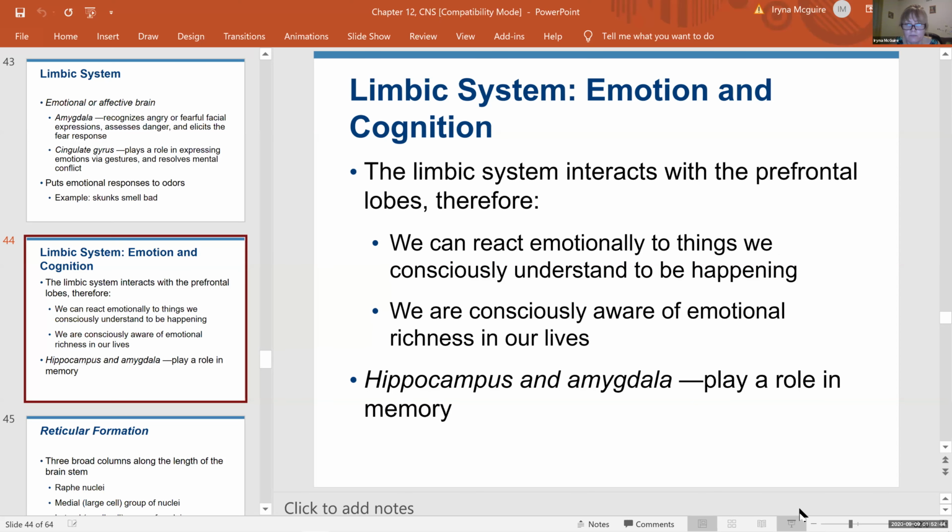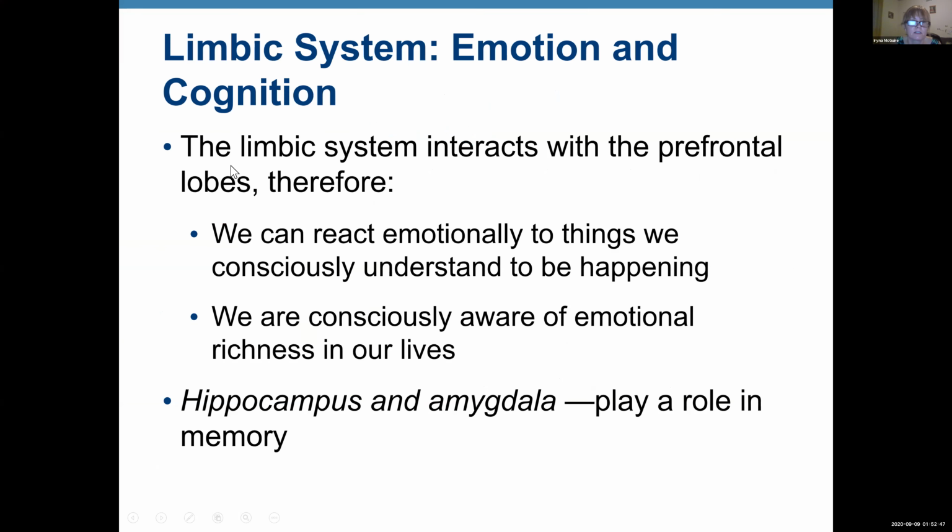Here, let's read a little bit more. I forgot about this slide. So the limbic system interacts with the prefrontal lobe. Therefore, we can react emotionally to things we consciously understand to be happening, right? Not only that. You see your child start walking. You don't just see, okay, look, my baby just started walking, right? You have this emotion to this action, right? That's a job of your limbic system. And we are consciously aware of emotional richness in our life.